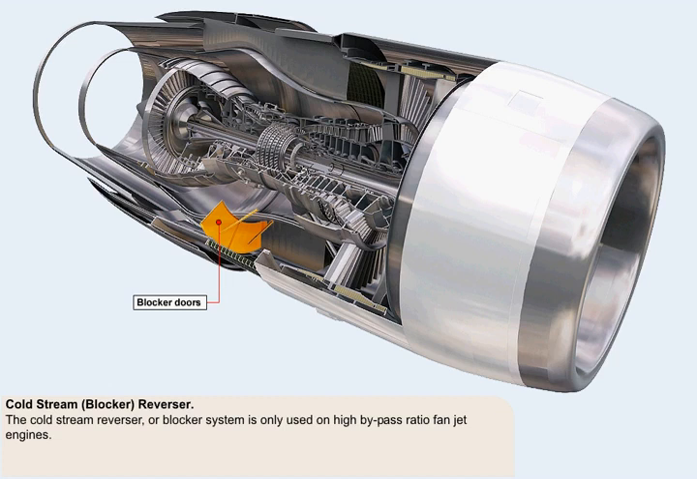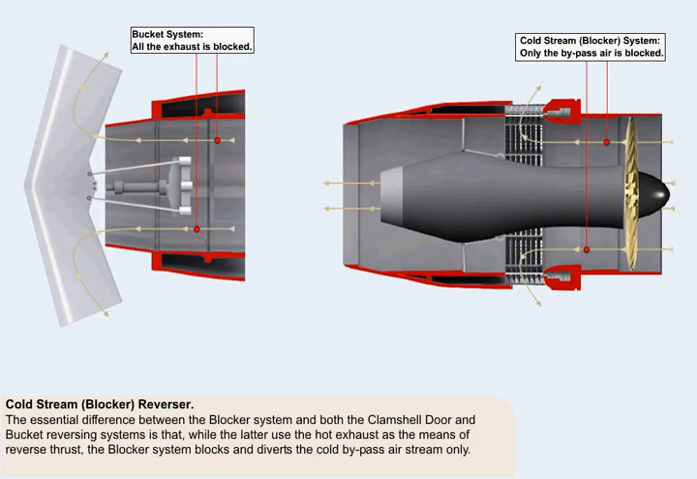The cold stream reverser, or blocker system, is only used on high bypass ratio fanjet engines. The essential difference between the blocker system and both the clamshell door and bucket reversing systems is that while the latter use the hot exhaust as the means of reverse thrust, the blocker system, as its name suggests, blocks and diverts the cold bypass airstream only.